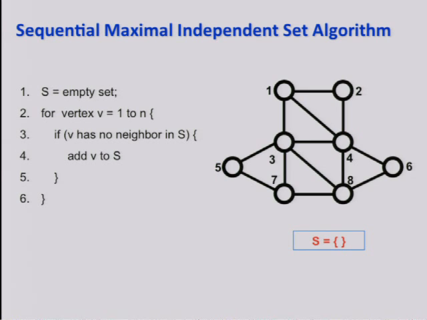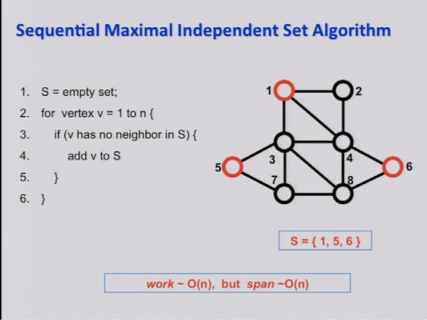You start with an empty set, and then you traverse all the vertices, and if the next vertex has no neighbor among the ones that are inside the set already, you add it to the independent set, and eventually you will add 1, 5, 6. Of course, I didn't talk about many important details here. How do you check if something is in the set? You need a really fast set inclusion data structure. But in the end, you can get it to run in close to linear time in terms of work. But the span is also close to linear time if you implement it sequentially like this.